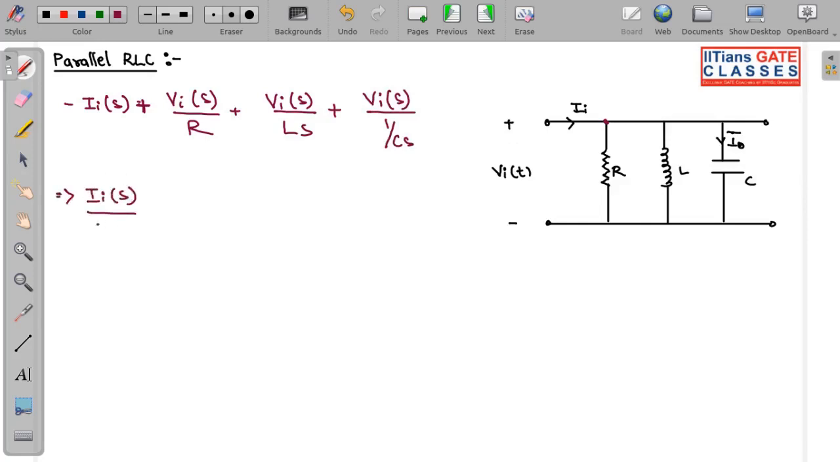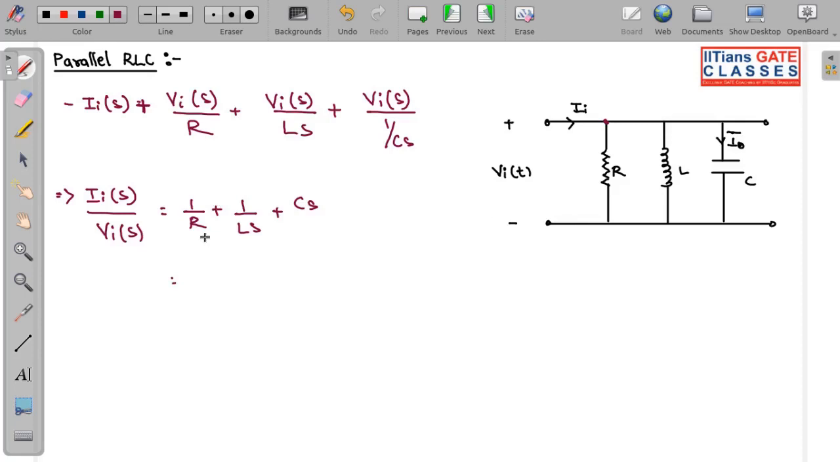So now I(s)/V(s) is equal to what? It is equal to 1/R + 1/(Ls) + Cs. Basically, this is your input admittance also. You can see this is your input admittance.